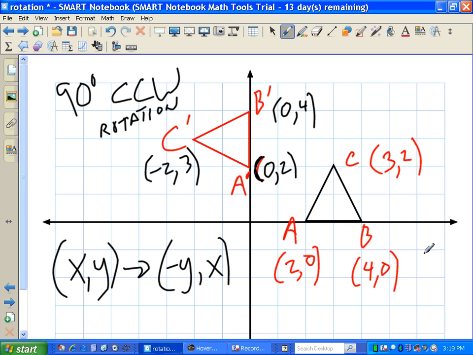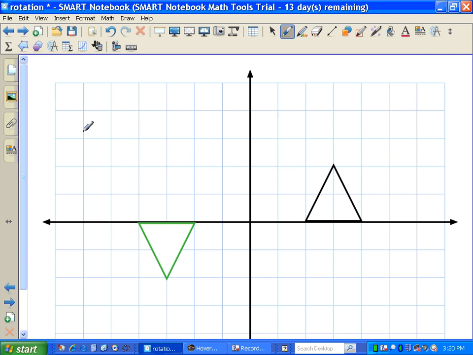If I had a point down here, let's say at 6, -1, and I rotated it 90 degrees counterclockwise, it would show up over here at 1, 6. So it would be up here someplace if I did that rotation. All right, so that's the 90-degree rotation.